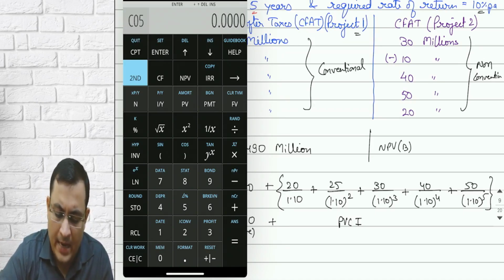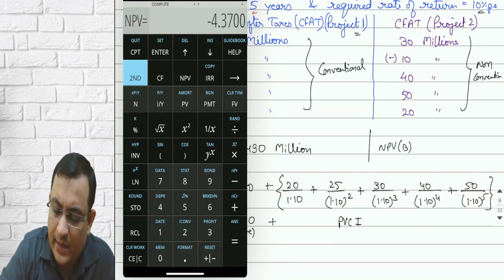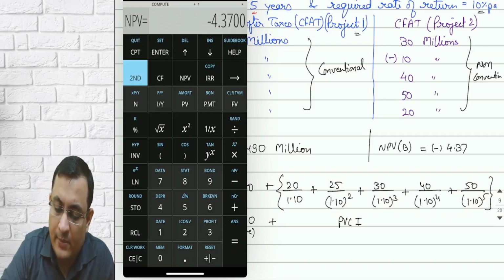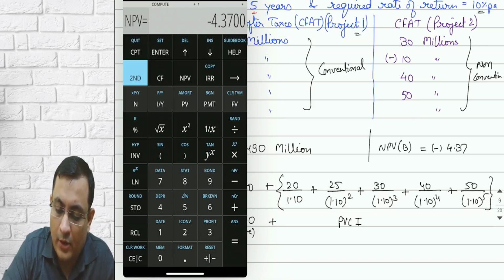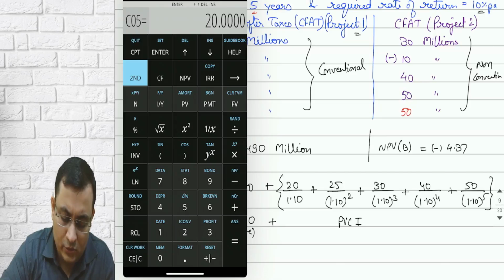50 and 20. Again 10%, NPV. So this is giving a negative NPV of 4.37. Let's increase some numbers. Let's make this number 50 or 40. 40, not 50. 50. Let's make it 50. So I am changing CF5 to 50.